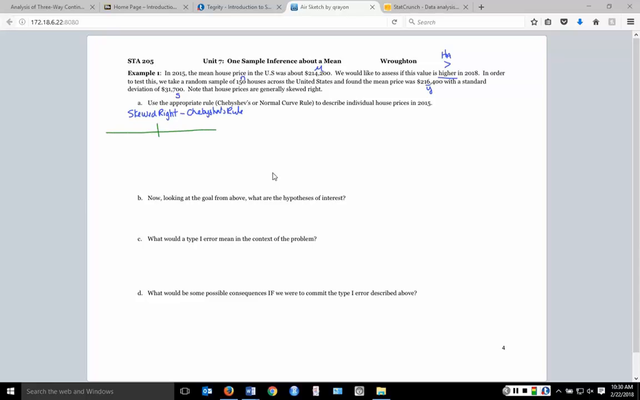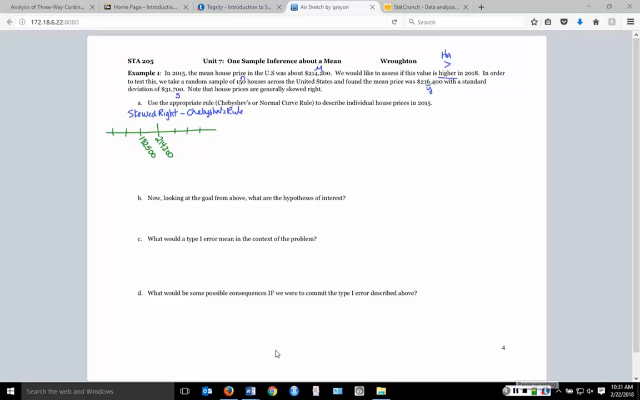So we're going to start at our mean in 2015, which was $214,200. And then now I need to go out up to 3 standard deviations in both directions. I don't actually know my population standard deviation, so I'm going to use the one that I do have, which was my sample standard deviation. So again, I'm going to the left, I'm going to subtract the $31,700 and see what we get. And then on the right, I'll be adding the $31,700.